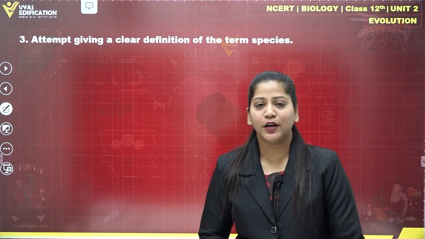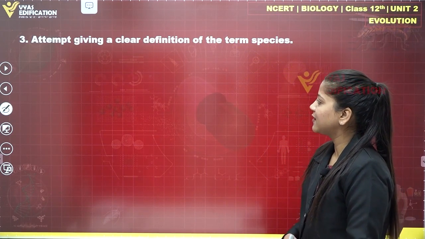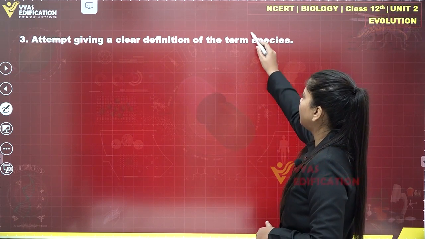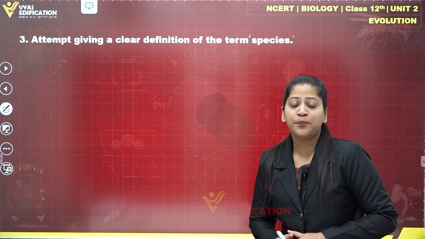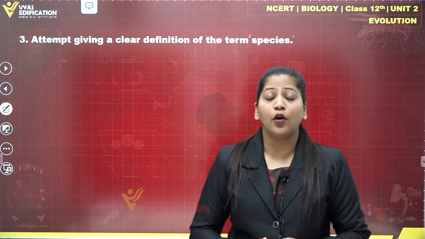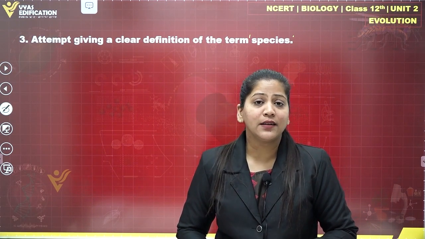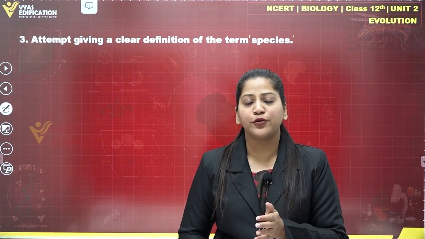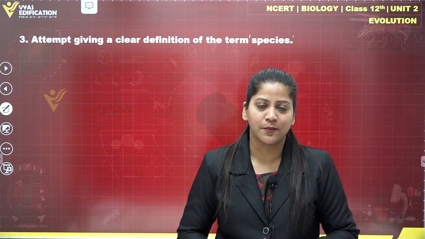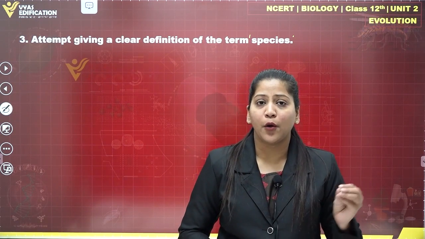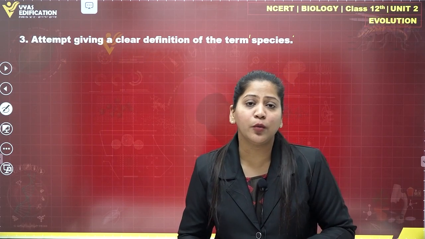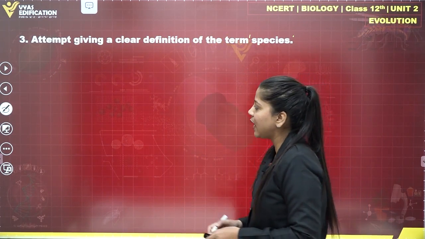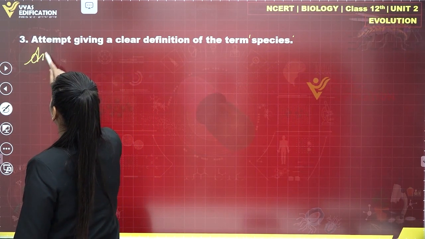Now here we have a third question, and the third question is asking, attempt giving a clear definition of the term species. So we have to give the definition of species. So species is a group of organisms that is able to interbreed and produce fertile offspring. And the member of one species is not going to breed with the member of other species. So this is the solution, and now we are going to write the answer of question number three.